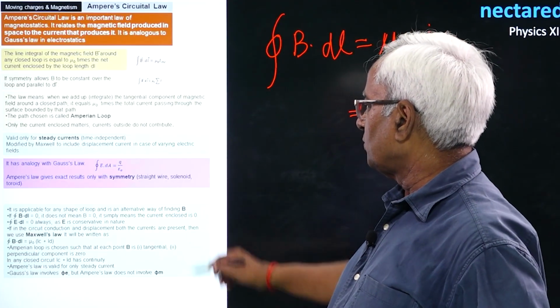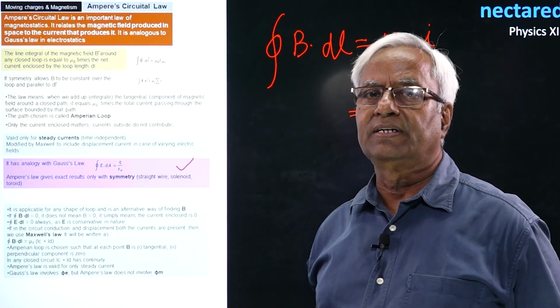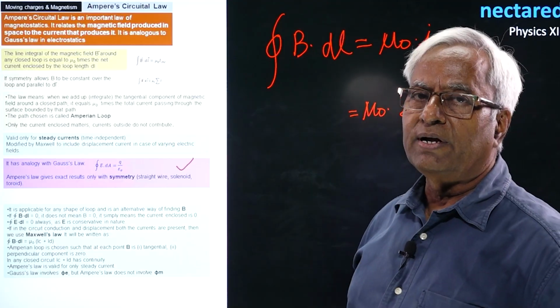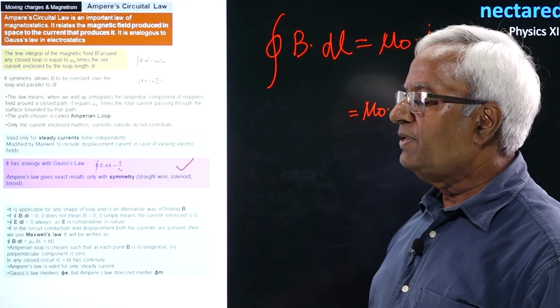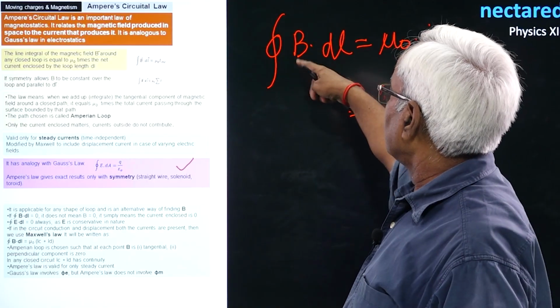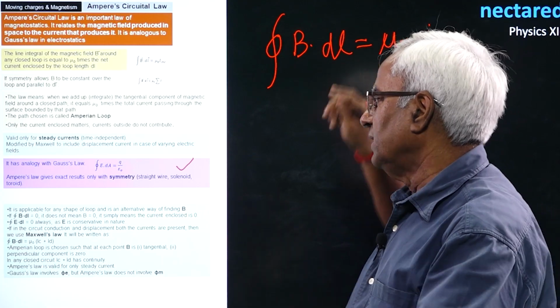You see, this law is always compared with Gauss law, that is, the surface integral of electric field over any Gaussian surface is q upon epsilon naught. Whereas here you say the line integral of magnetic field over any closed loop is mu naught into I.